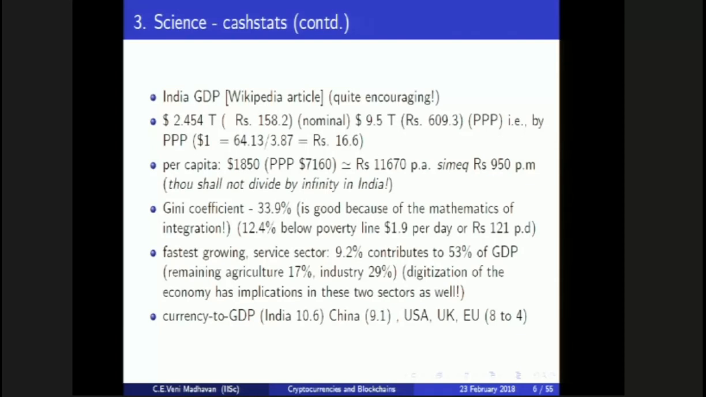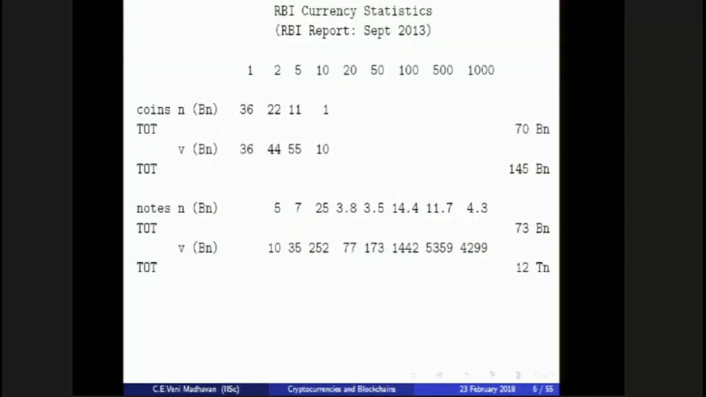Currency to GDP, we have about 10.6. All the numbers which I show in the next few slides, which I continue to collect from the RBI sites and so on, reflect that. About 16 trillion rupees, 10.6% of the 10 or 11. Now it's about 150 trillion rupees. So it's about 10, China 9, US, UK 8 to 4. So it varies. Forget about all the coins, lower denominations: about 140 billion coins accounting for 12 trillion rupees, which was about 12% or something like that, let's say.